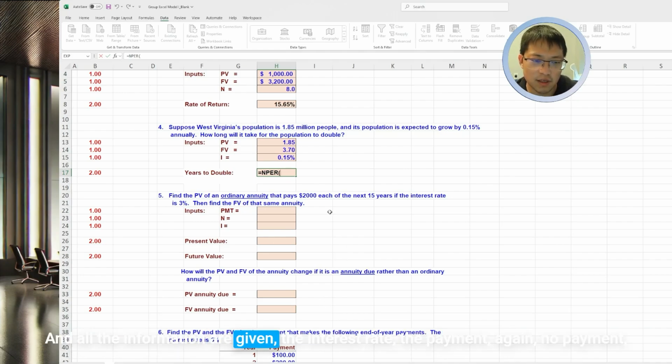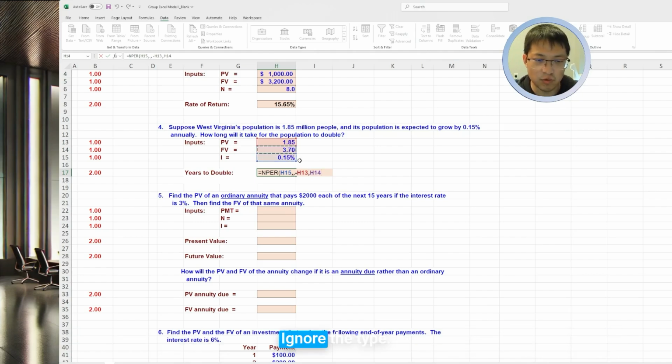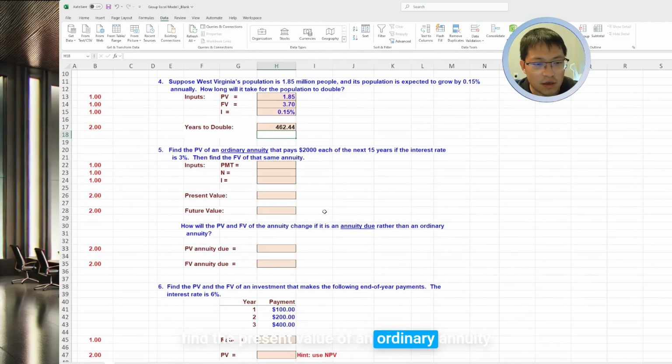For the years to double, we're going to use the number of time periods function, the NPER function. All the information is given. Interest, payment, no payments, present value with a negative sign, then the future value. Ignore the type. You're going to get 462.44.